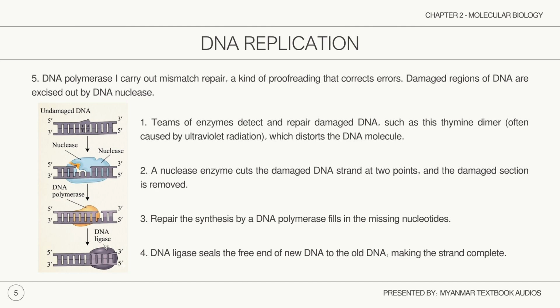1. Teams of enzymes detect and repair damaged DNA, such as this thymine dimer often caused by ultraviolet radiation, which distorts the DNA molecule. 2. A nuclease enzyme cuts the damaged DNA strand at 2 points, and the damaged section is removed. 3. Repair synthesis by a DNA polymerase fills in the missing nucleotides. 4. DNA ligase seals the free end of the new DNA to the old DNA, making the strand complete.